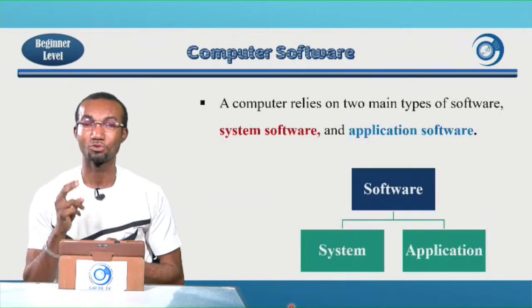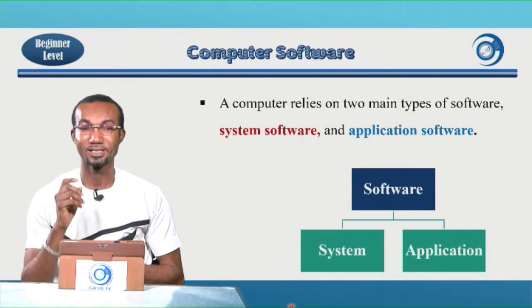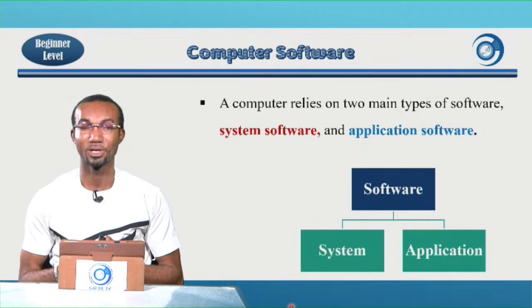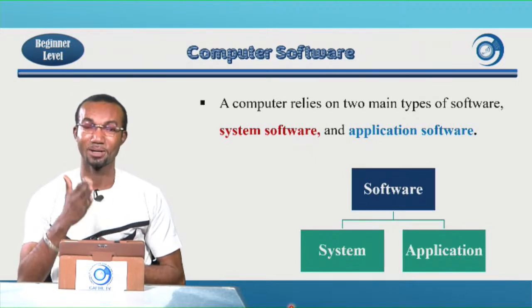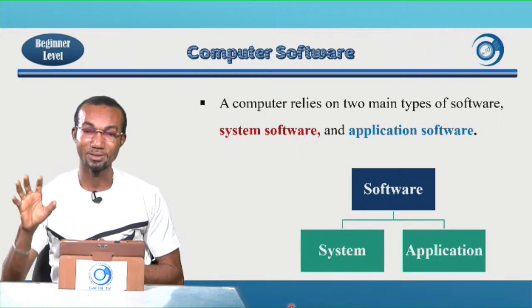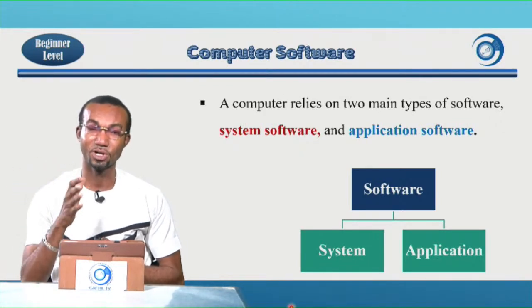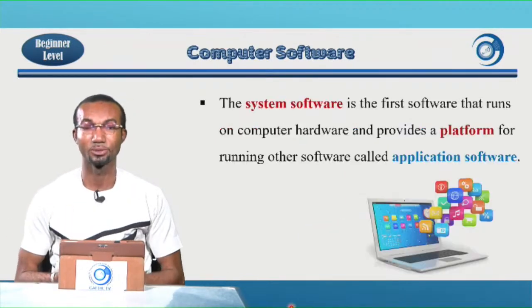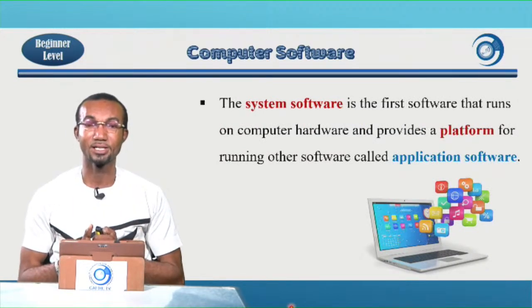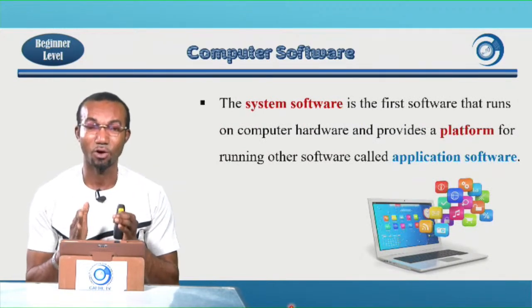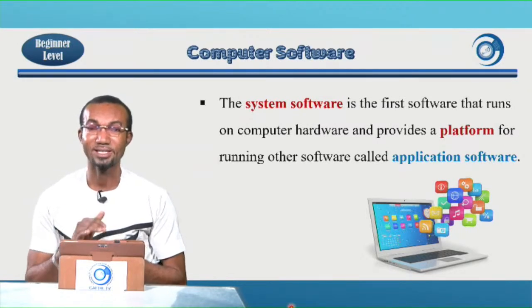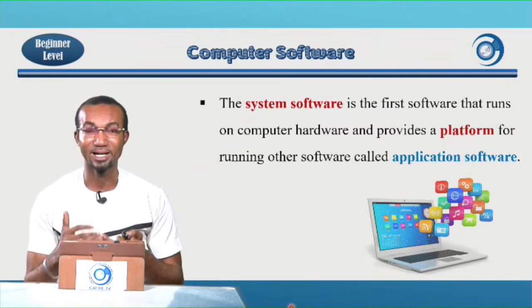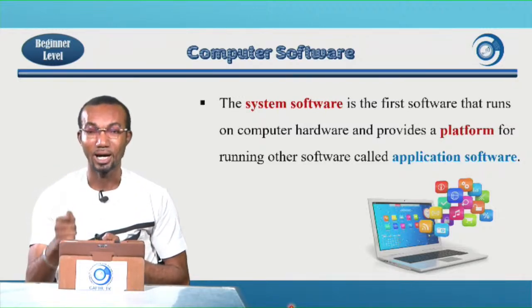Viewers, a computer relies on two main types of software: the system software and application software. So we have the system software and the application software. When we were talking about hardware, we talked about input, output, storage, and the system unit, and each component. In the same way, software also has components. We have the system software and application software. The system software is the first software that runs on computer hardware and provides a platform for running other software called application software.